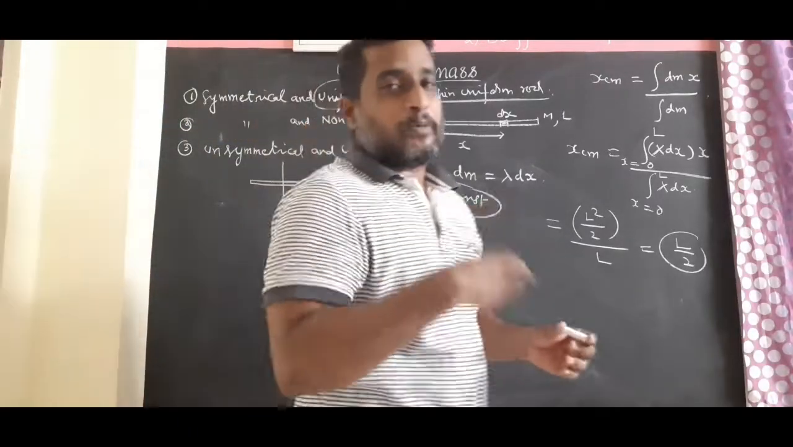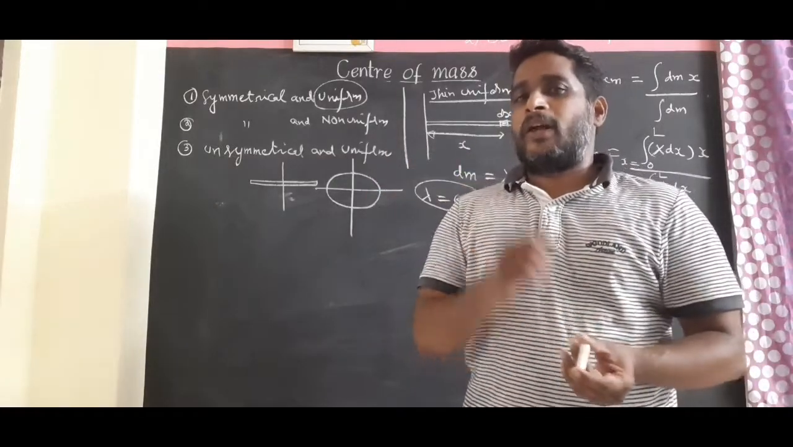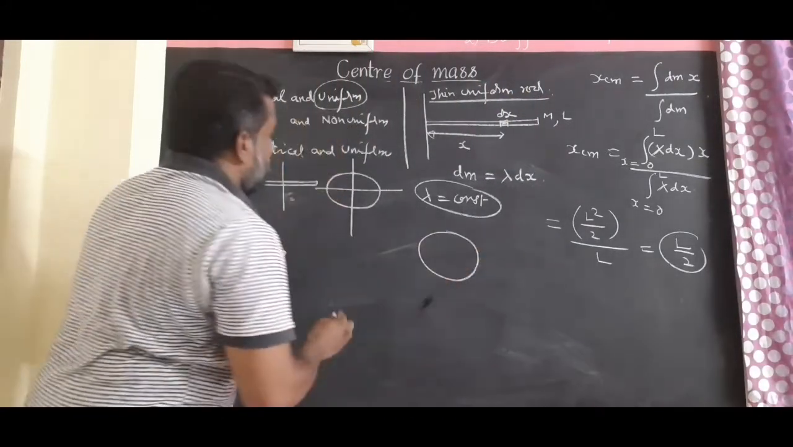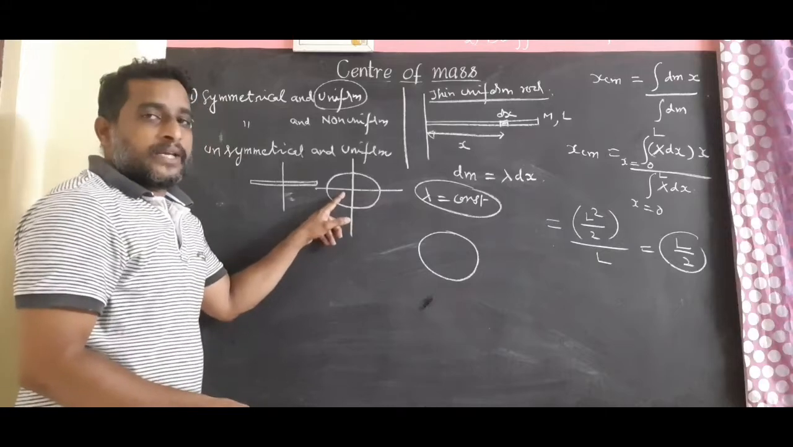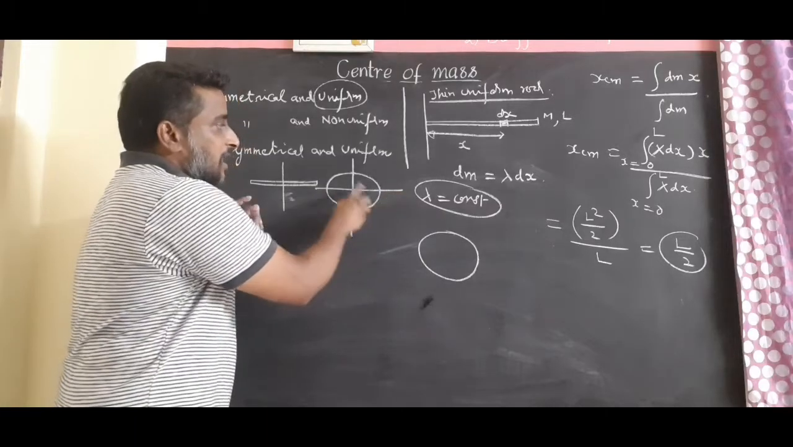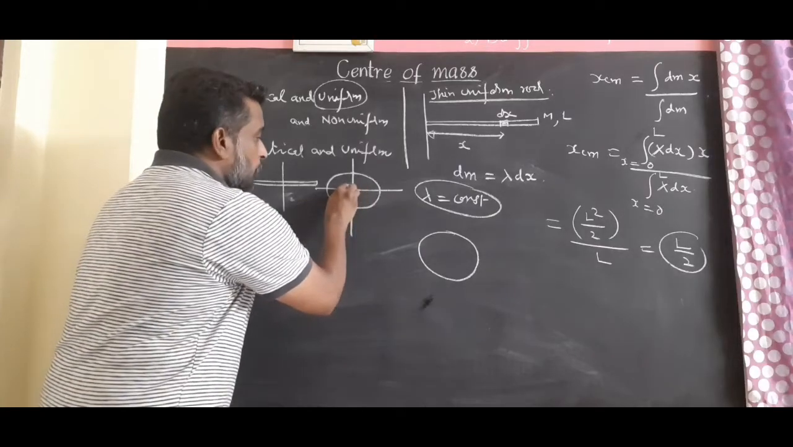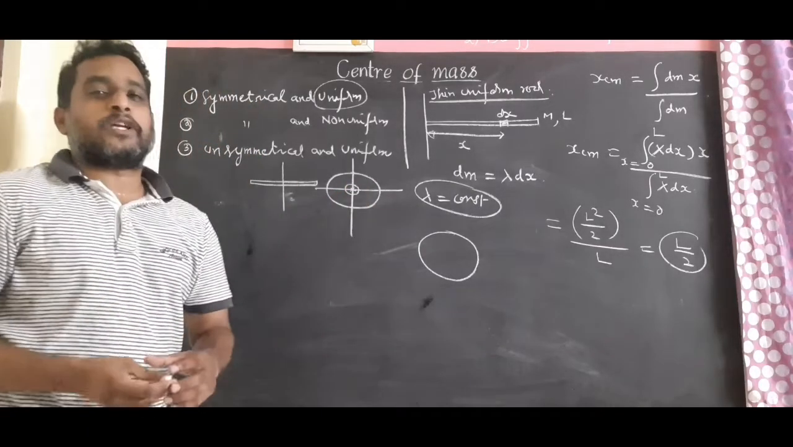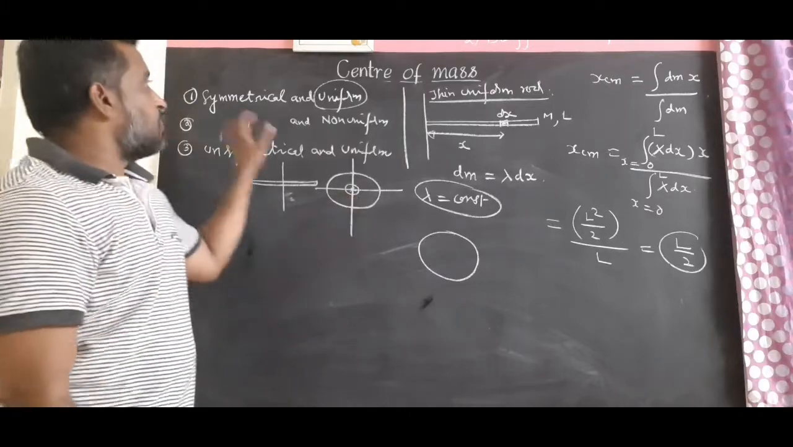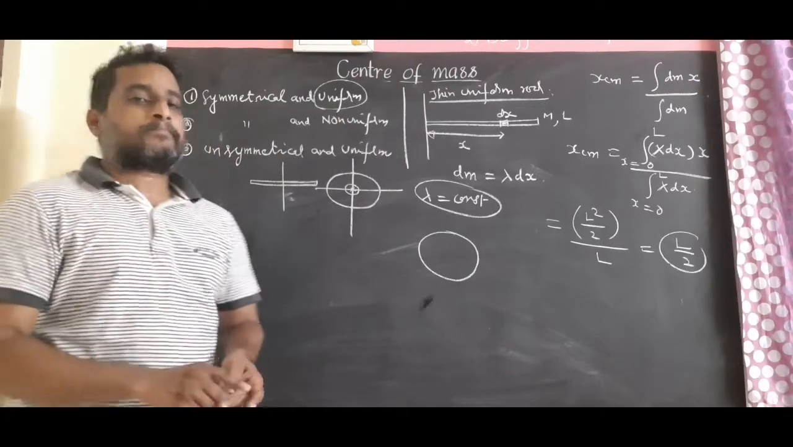It's a very simple point which must be practiced. You may take any symmetrical and uniform mass distributed body. It always coincides with the geometric center. If you take an example like a uniform ring, it is symmetrical about the x-axis and it is also symmetrical about the y-axis. At the point of intersection of these symmetrical axes, the center of mass will be located. Center of mass always coincides with the geometric center. This is the first case, symmetrical and uniform mass distributed bodies.